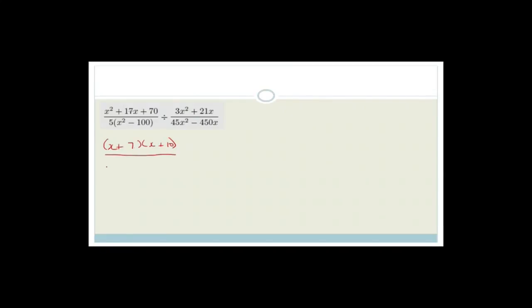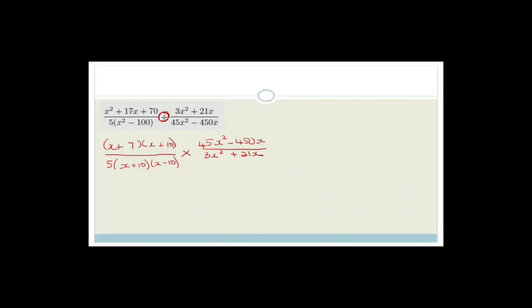Now, this is the difference between two squares. There's x squared, there's 100, and there's a minus sign between them. So therefore, we can say that this becomes (x plus 10)(x minus 10). The reason we can say that is because this is the difference between two squares. Now, when we see this divide, what do we do? We flip and multiply. So I'm going to do that first. So this becomes 45x squared minus 450x, all over 3x squared plus 21x.